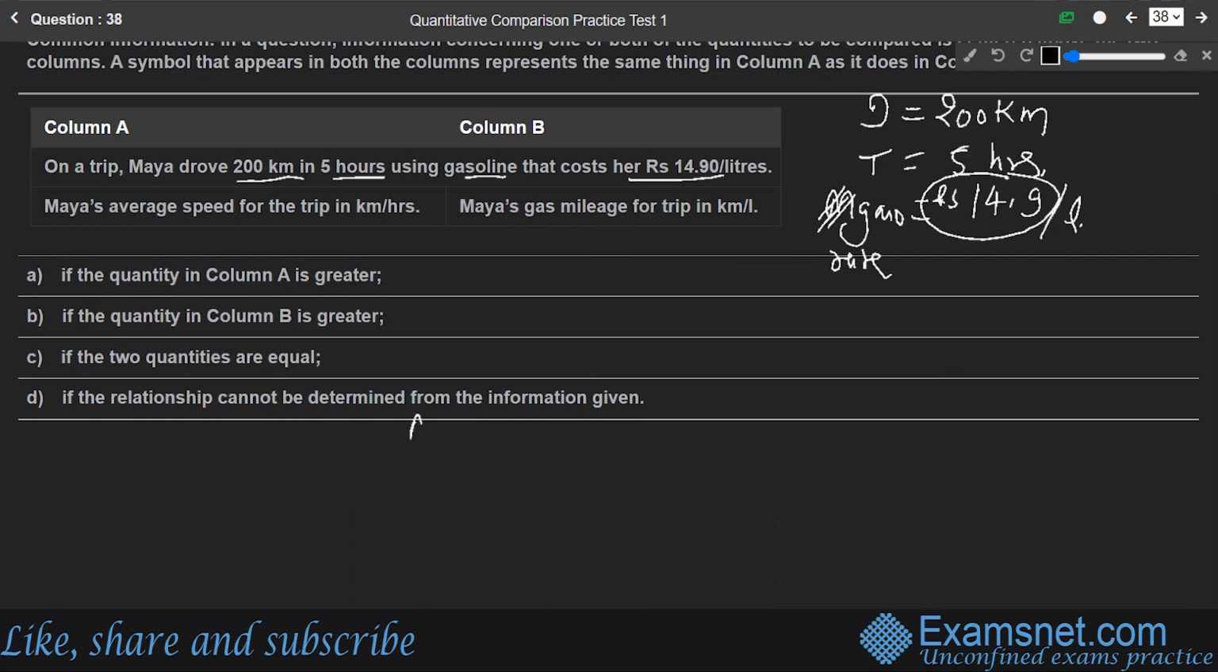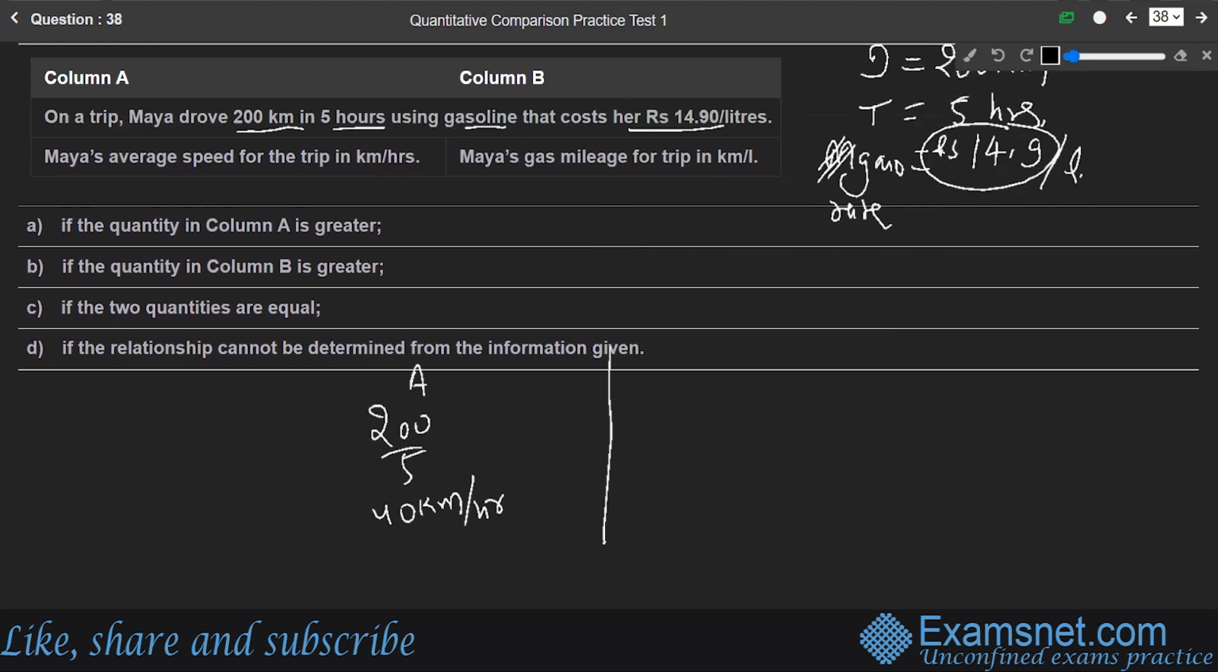Now the first column asks Maya's average speed for the trip in kilometer per hour. So we are supposed to find out Maya's average speed in the trip in kilometer per hour. Clearly Maya drove 200 kilometer in 5 hours. So the average speed is 200 divided by 5, that is 40 kilometer per hour. That is the average speed that is available in column number A.